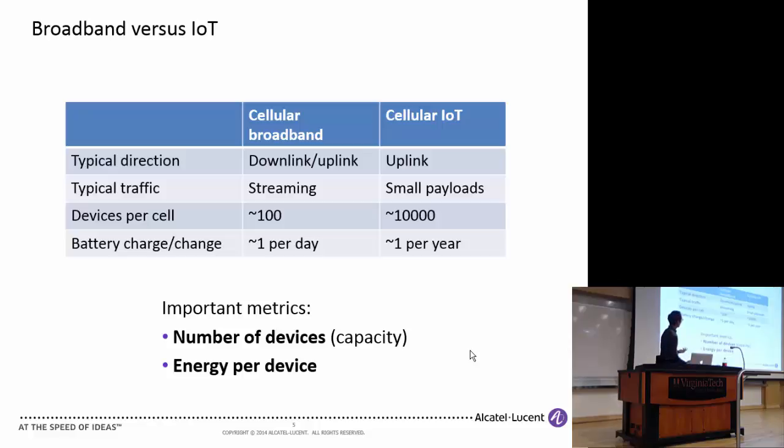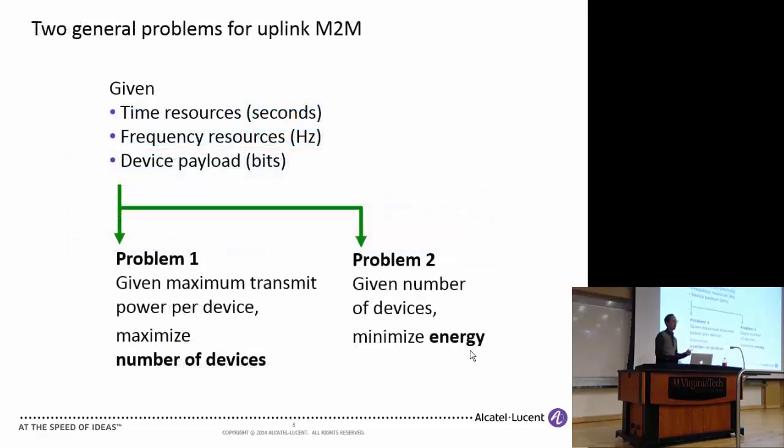So the important metrics then, I think, are the number of devices, so you can think of that as a capacity metric, and the energy per device. So you want to increase the energy efficiency, you want to increase the number of devices that you can support. So we can think of 2 general problems in this area, each one of these problems addressing the 2 separate metrics of interest.